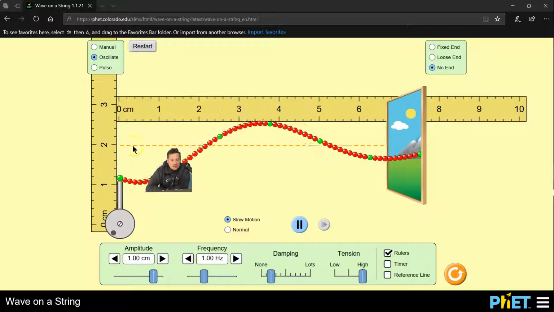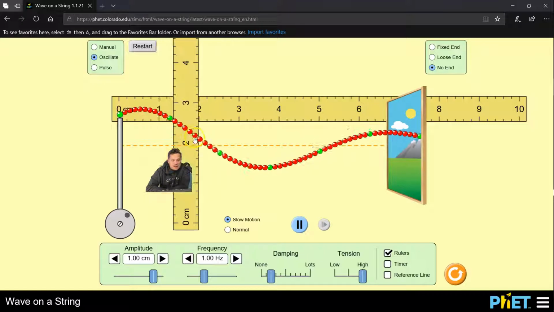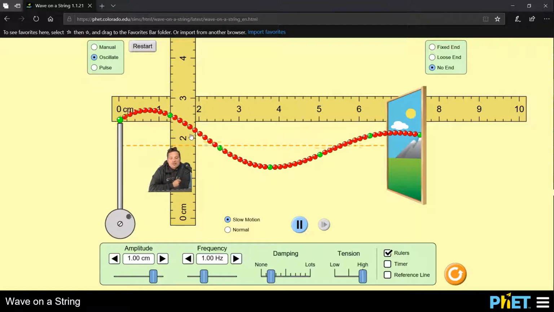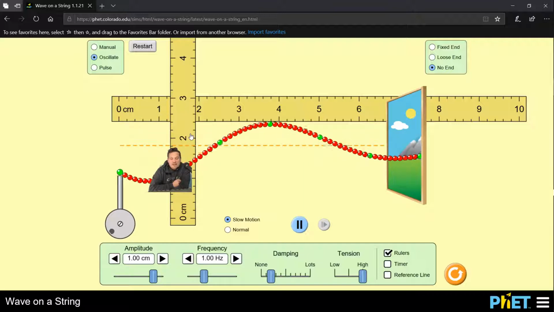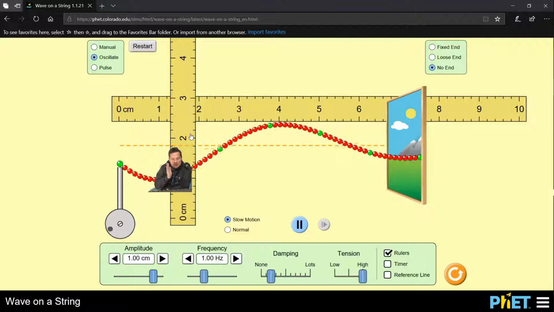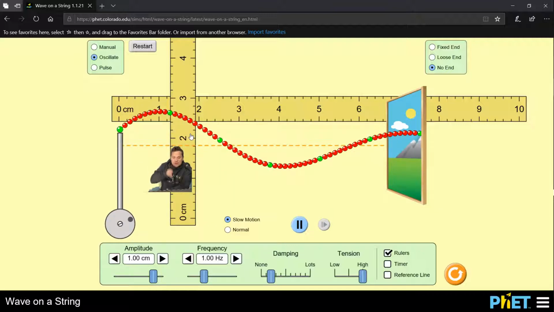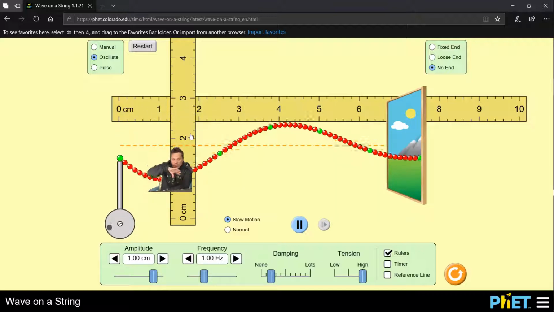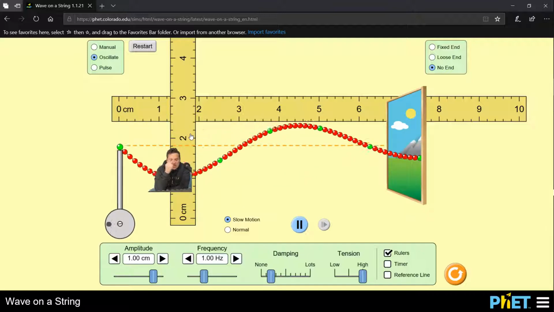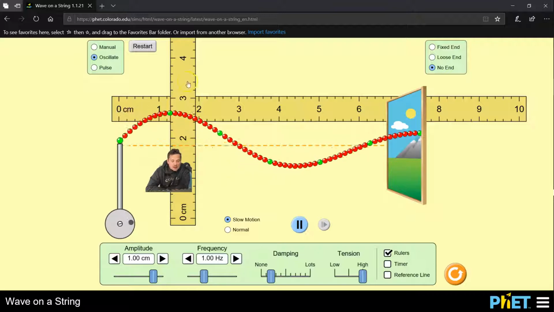Imagine I take my ruler and place it right here next to this green bead, just for emphasis. Look carefully. You see how that green bead executes just up and down motion only? It's not going left and right. It just traces the edge of the ruler. So when a wave is being propagated, if you focus on just one bead, it moves up and down, and any other bead would be like that.